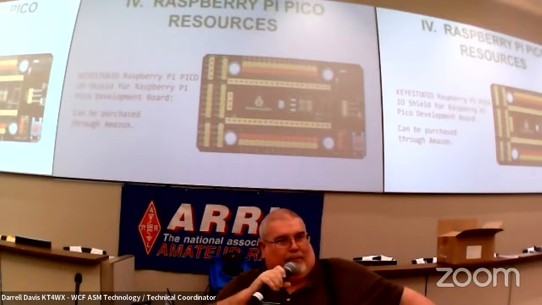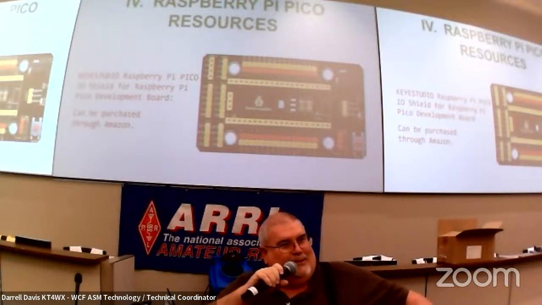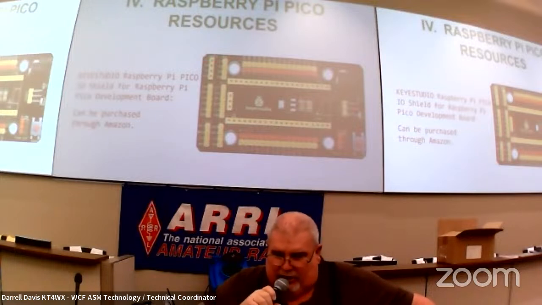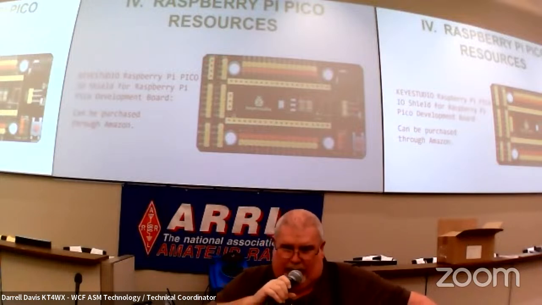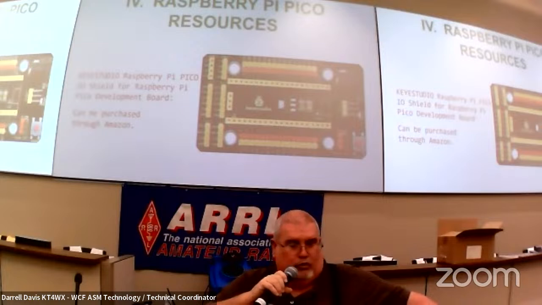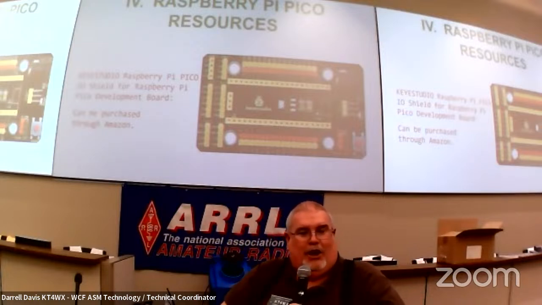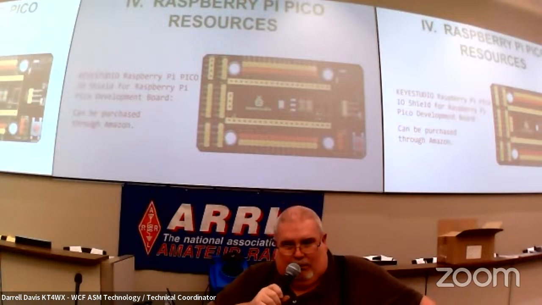You can buy it on Amazon for $10. It's dirt cheap. You can search for it there: Keyestudio Raspberry Pi Pico IO Shield. No, I didn't spell it right. It should, no, I did. It's the Raspberry Pi equivalent of an Arduino shield, but it's a breakout shield.